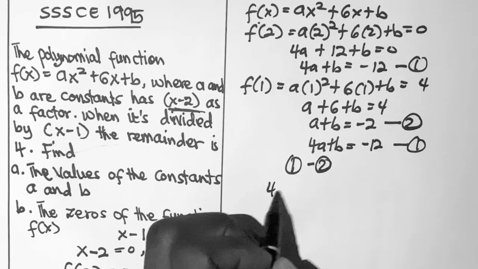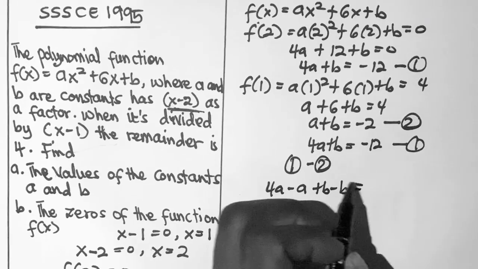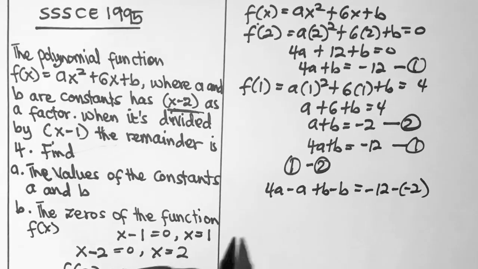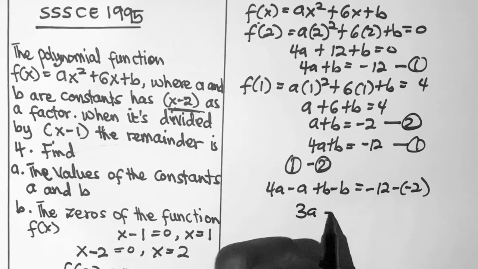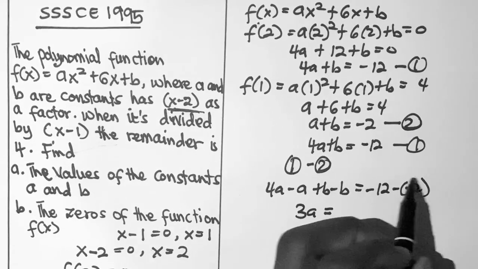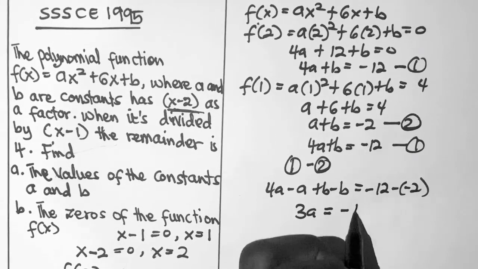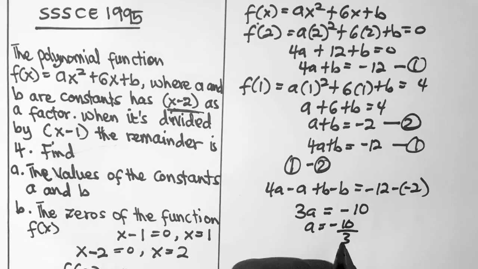That becomes 4a minus a, then plus b minus b equals minus 12 minus minus 2. So 4a minus a is 3a, then b minus b is 0, equals minus 12 minus minus 2, which is minus 12 plus 2, which is minus 10. So a is equal to minus 10 over 3.